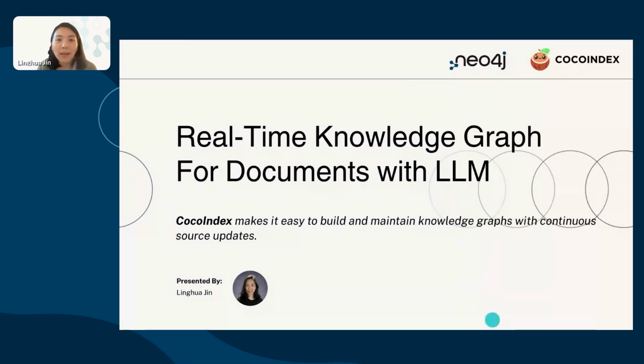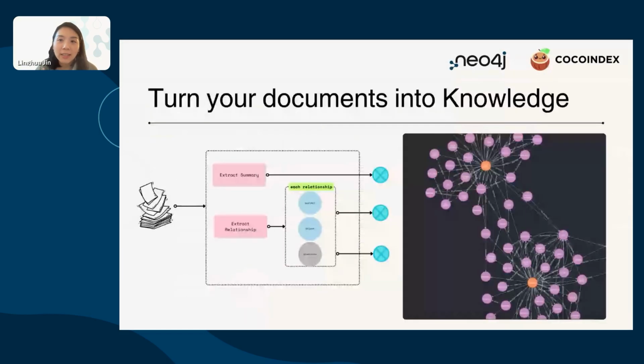So today we're going to talk about real-time knowledge graph for documents with LLM. We will be looking at an example and how can we extract entities from a set of documents using LLMs. So entities are like a terminology, and then how do we use LLMs to extract relationships between entities? And then we will generate relationships between the entity and the document itself. And then we export it to Neo4j for context engineering.